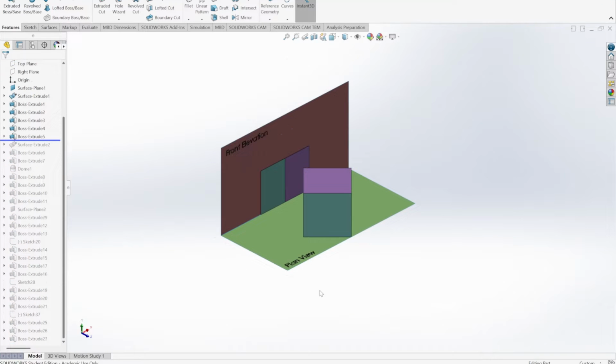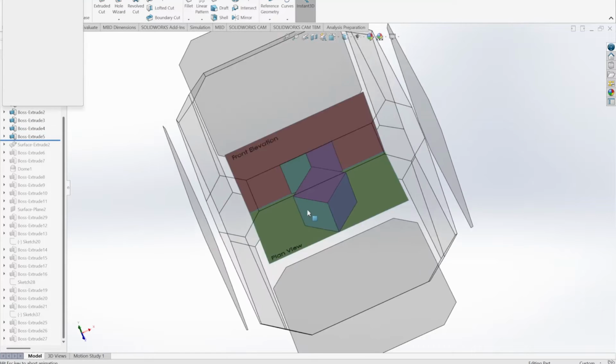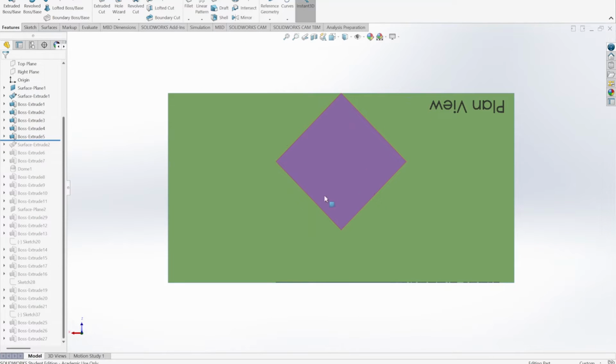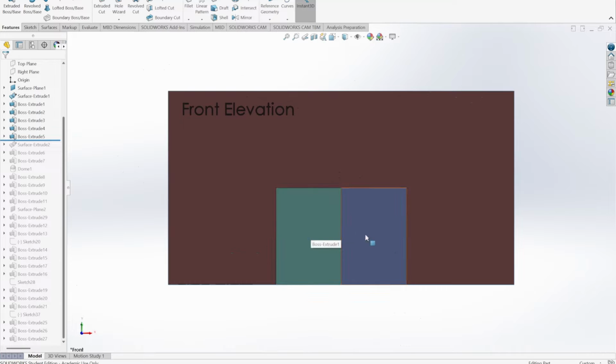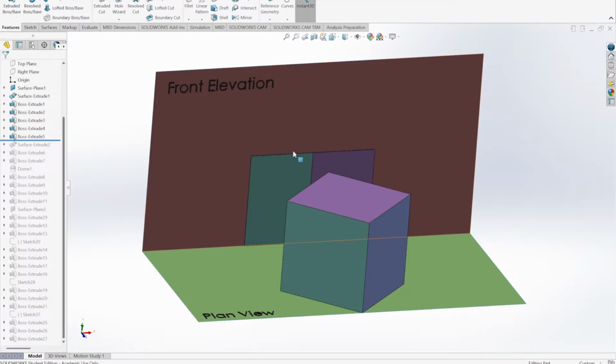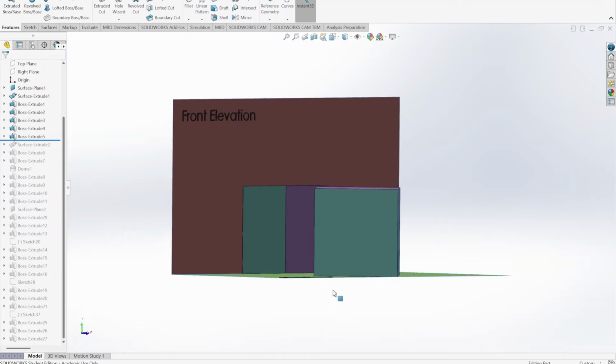So what we're going to do is start off with our orthographic projection. Here you can see we've got our front elevation and our plan view, and when we look down at our plan view, we have got our diamond. When we look at the front elevation here, you can see that we have got our green and our purple surface, which has been projected back onto the front elevation as seen.